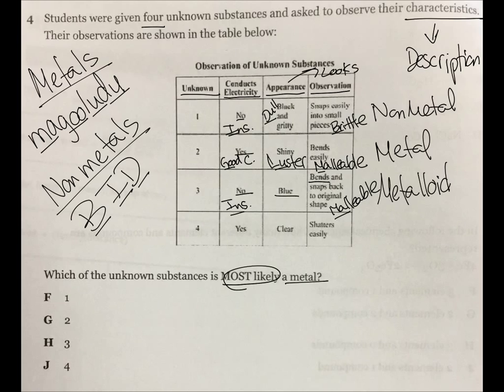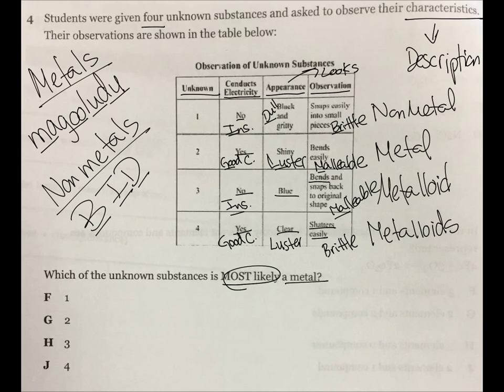Finally, unknown substance 4. Does it conduct electricity? Yeah. So, good conductor. Appearance is clear. So if it's clear, I think it's going to reflect some light. When you think of an object that's clear, they tend to reflect some light, a really good clear, right? So we're going to say that this one right here has some luster, but it shatters easily. So that means it's brittle. So what would this be? Great job. It's also a metalloid because you have different characteristics from both Magoo-Doo and BID.